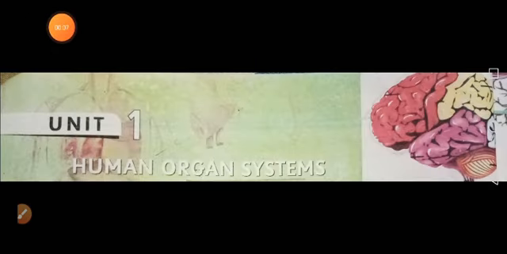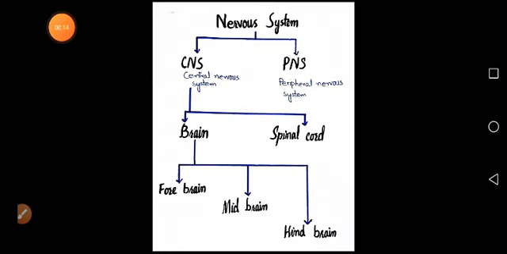As we are studying unit number 1, that is human organ system, let's start today's class. In the previous lecture, we discussed the nervous system and its division. The nervous system is divided into two parts, CNS and PNS. CNS is the central nervous system and PNS is the peripheral nervous system.